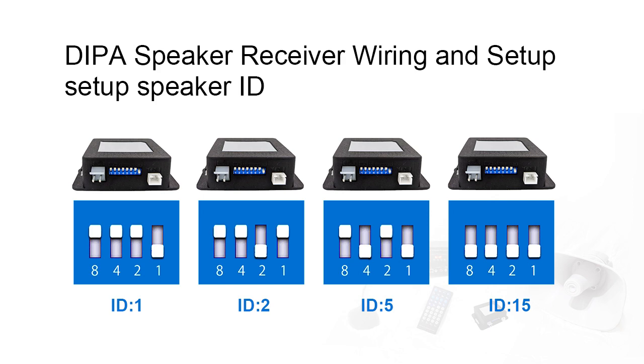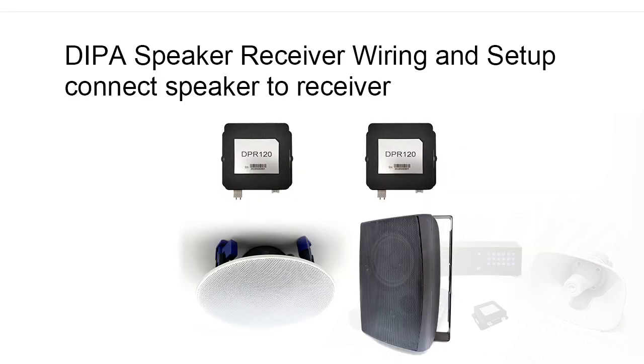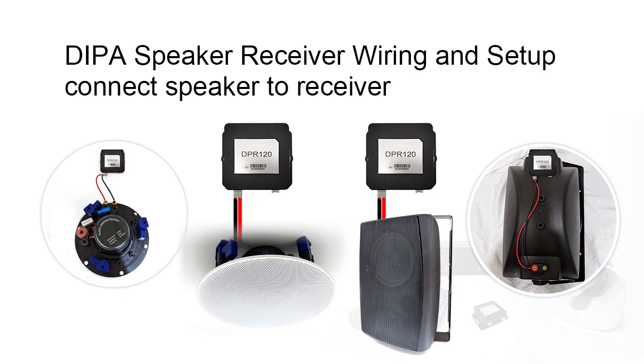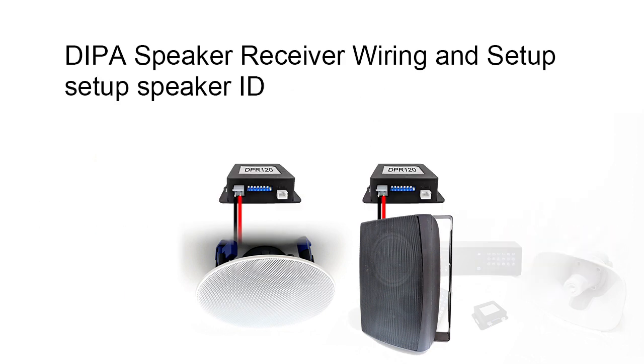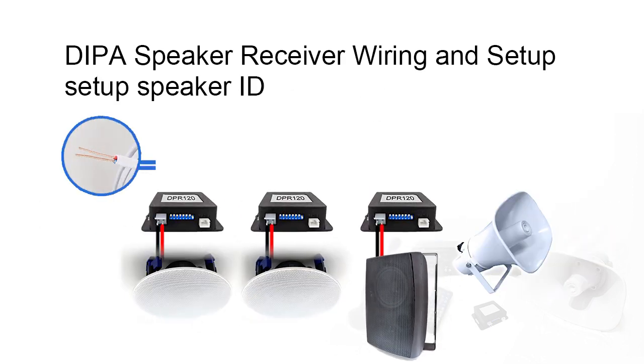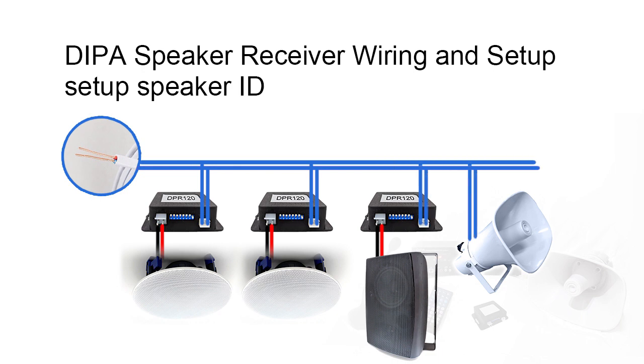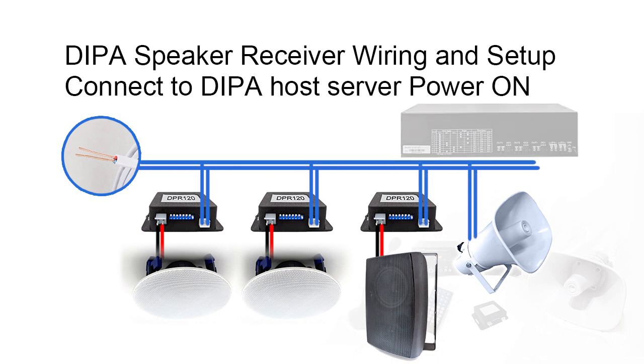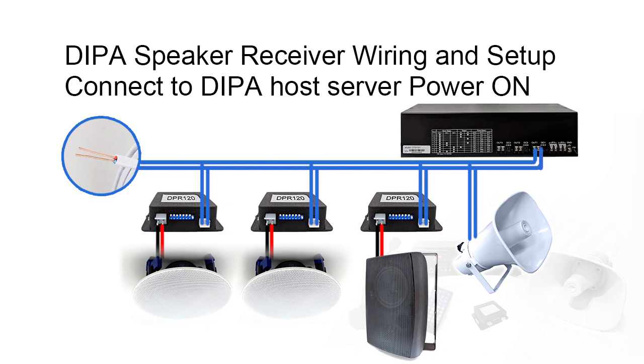The first step, set up the speaker ID by the DIP switch. Connect speaker to SPK connector. Connect the 2-core wire to the line connector. The 2-core wire has no polarity requirement. Connect the wire to DIPA host server, plug in power adapter, and power on.